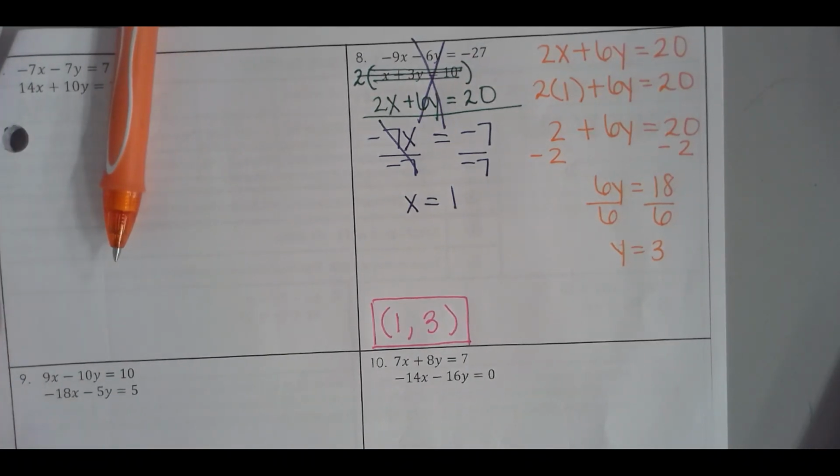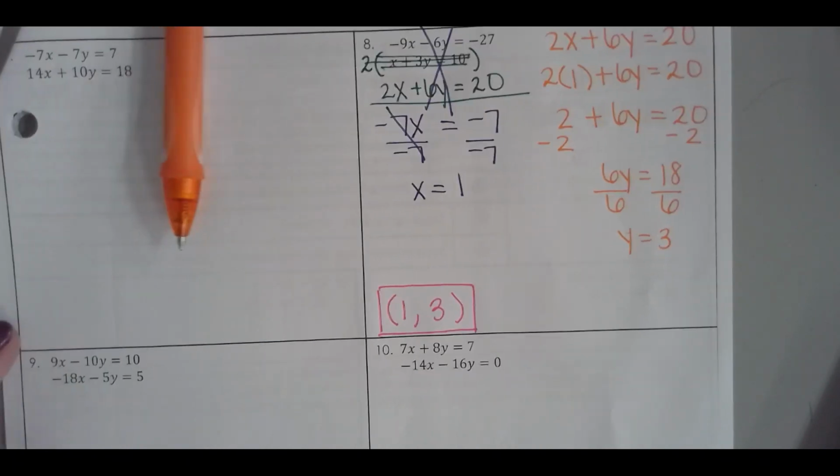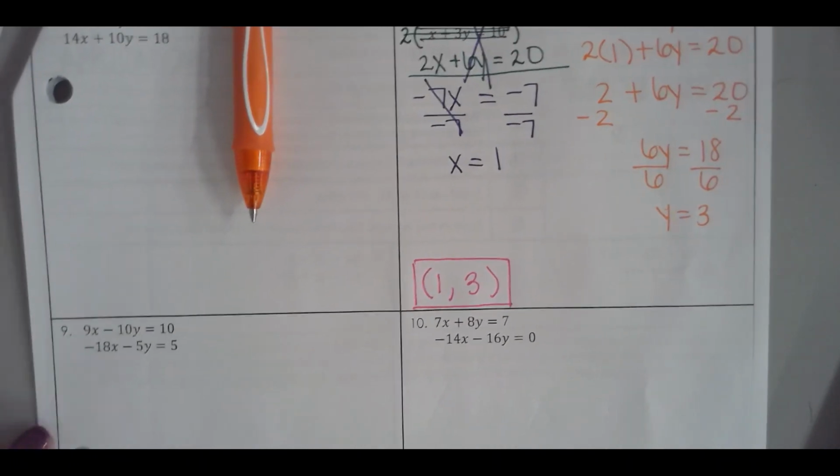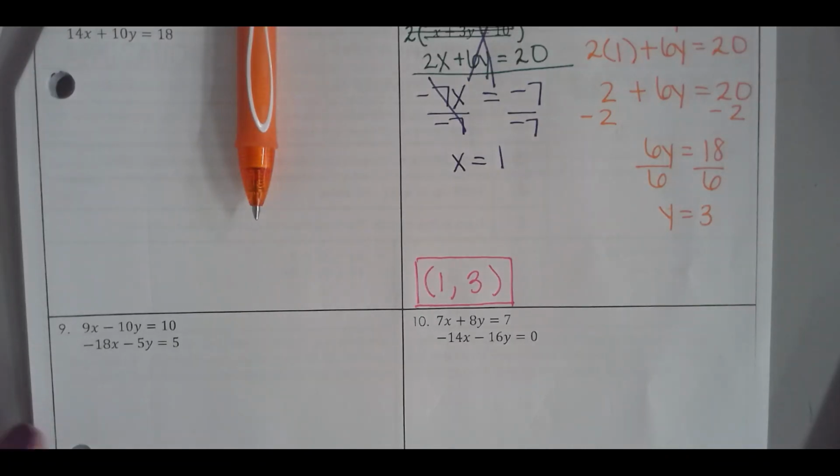You would have got 1, 3. Mm-hmm. Yeah. You're good at repeating. Oh, come on. You didn't even say that.